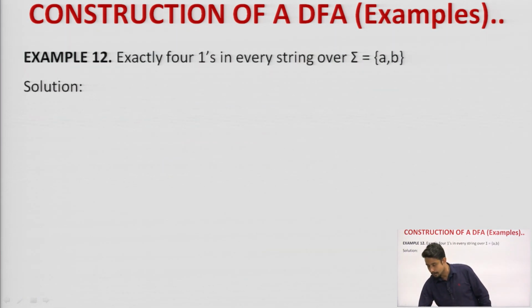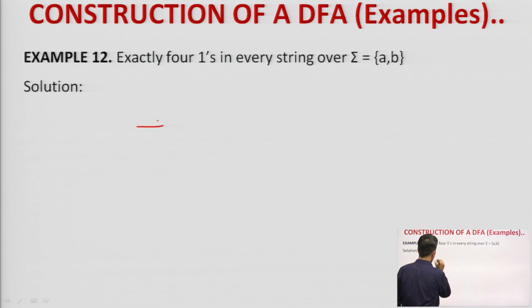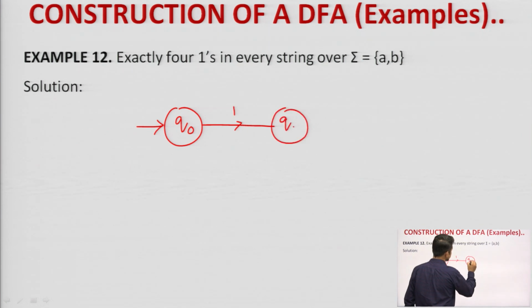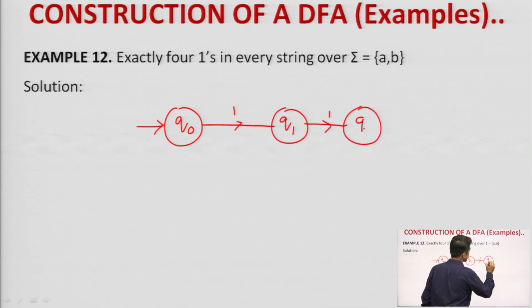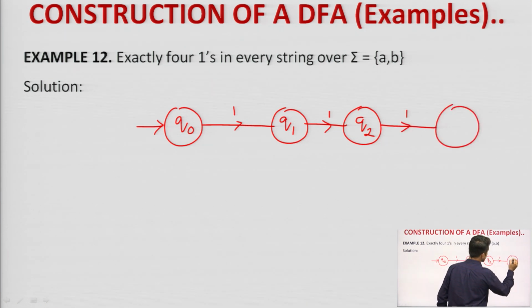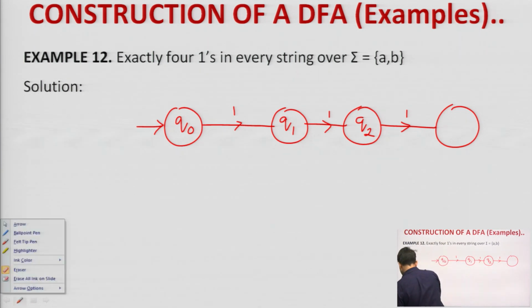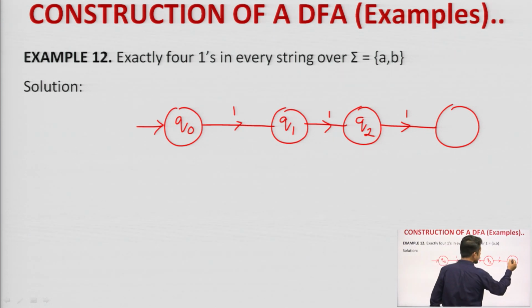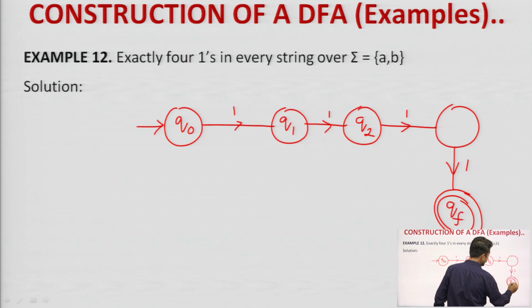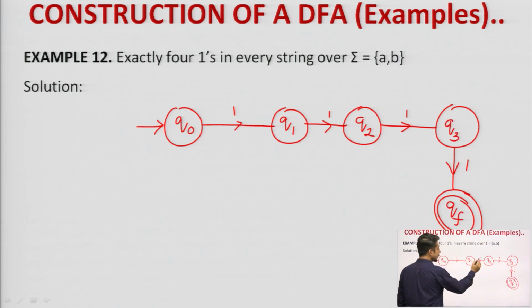Now, let us go with example number 12: exactly 4 ones in every string, exactly 4 ones. So, you cannot exceed. So, directly you just go with the restriction part, exactly 4 ones. Is it 4 ones? No. So, I cannot make this as a final point. Okay, and then I have to take one more transition, and this will be your final state. Exactly 4 ones, exactly 4 ones.